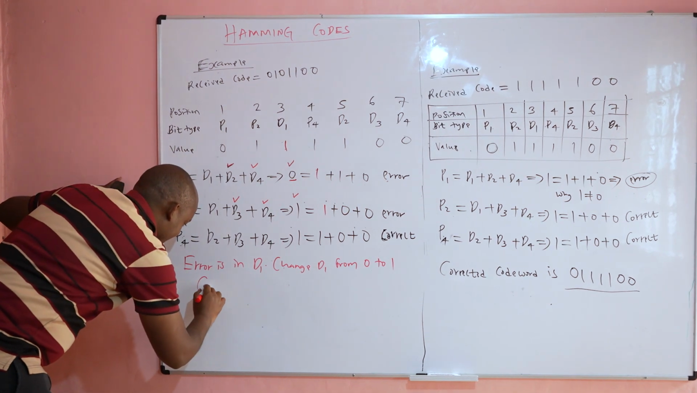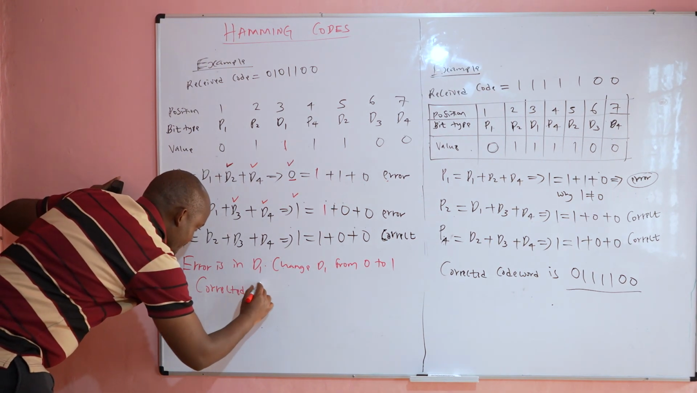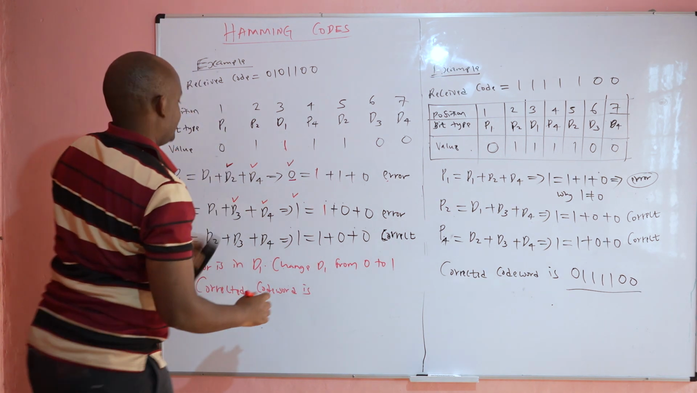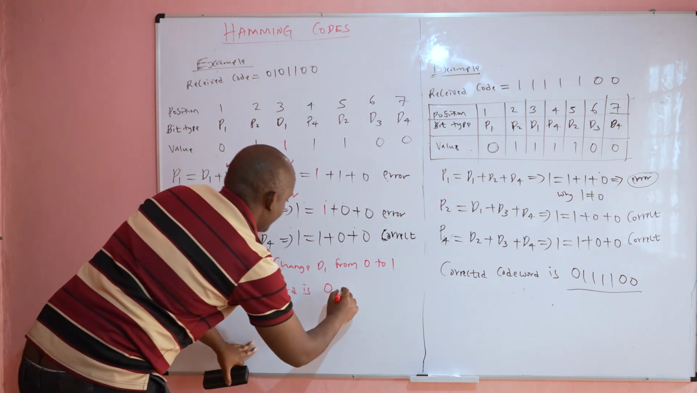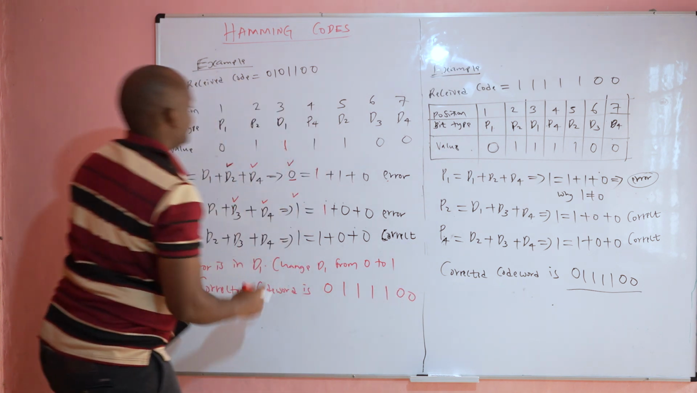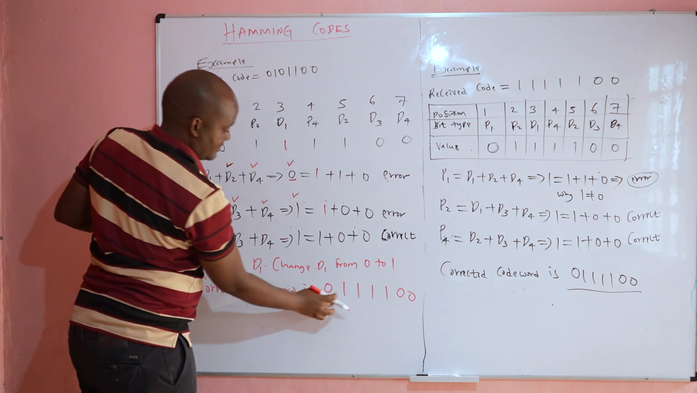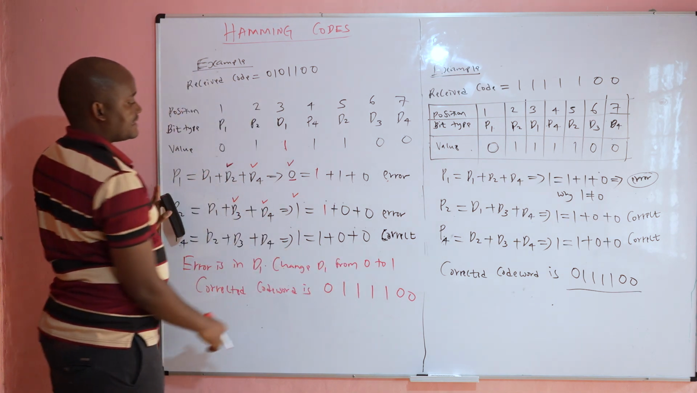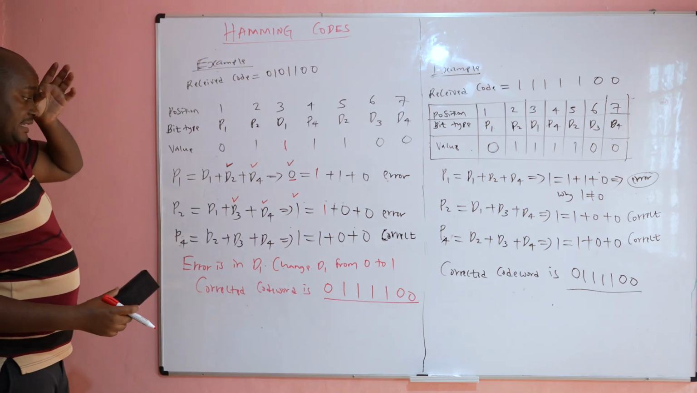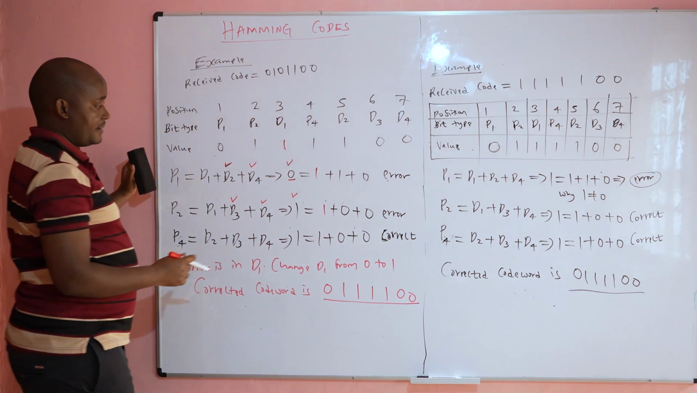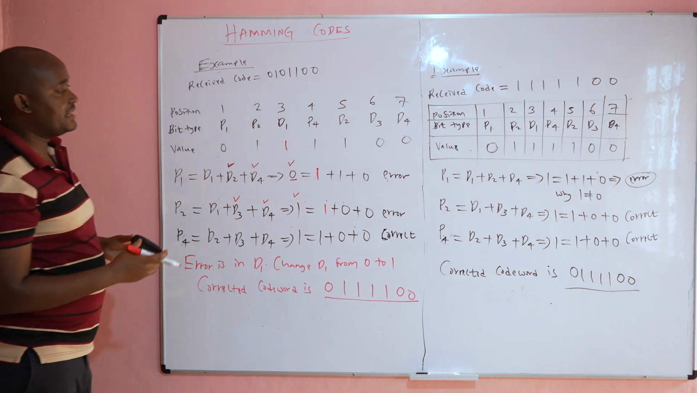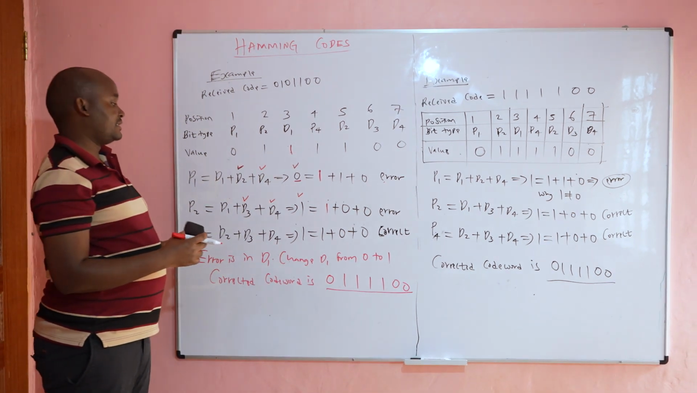Now the corrected code word is 0, 1, 1, 1, 1, 0, 0. So we have 1, 2, 3, 4, 1, 2, 3, 4. The others are 0. So this is the corrected code word. So it detected the error. The error is not always in the parity bits, it can also be in the data bits themselves.